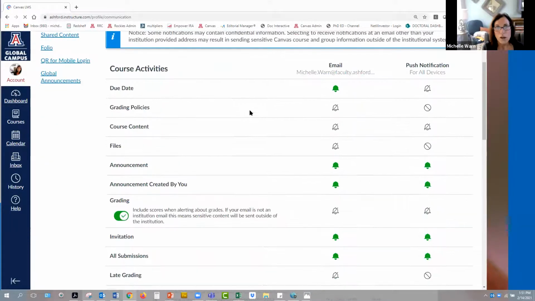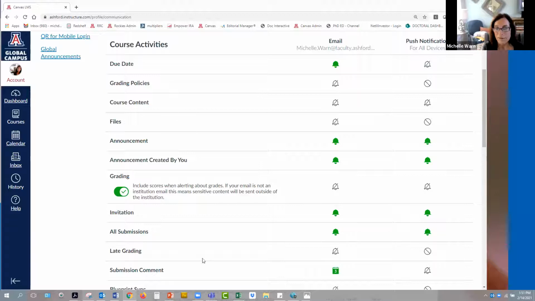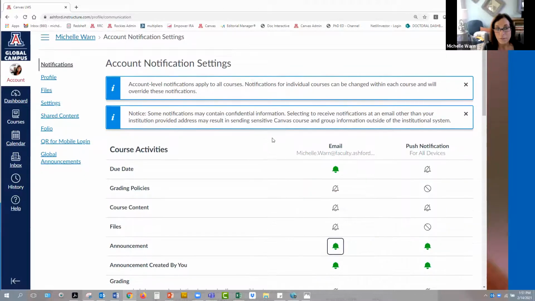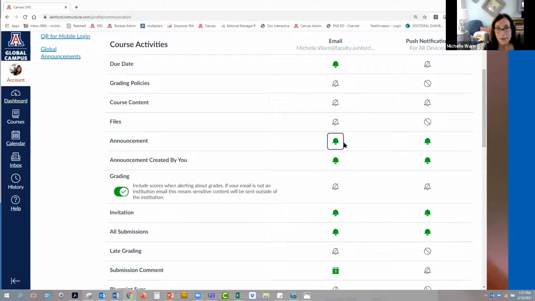You go in and say what you want to receive emails and notifications about and what you don't. I definitely want to see announcements emailed to me, and I can say notify immediately. Give me the daily summary, the weekly summary, or turn it off. I say notify me immediately when somebody creates an announcement. If you have your phone hooked up to Canvas, you can also do the push notification. It goes out to your phone or your tablet.